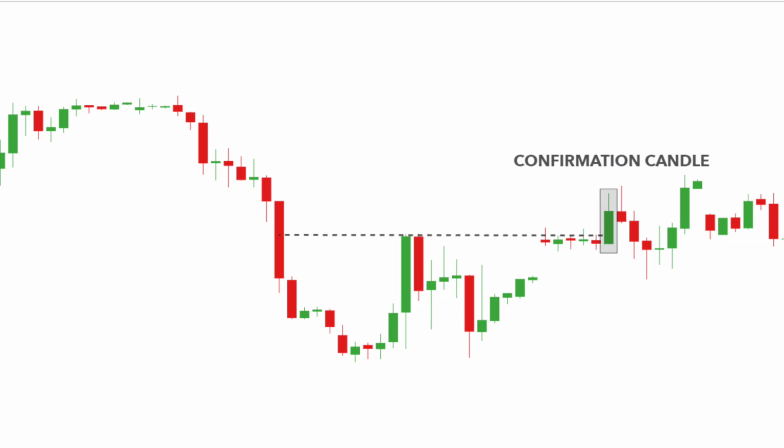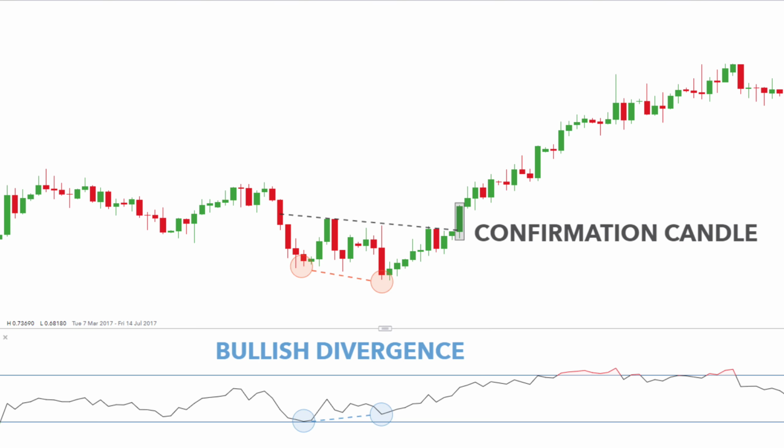Volume. Volume analysis is an important aspect when identifying the double bottom pattern. Typically, there is a higher volume during the first bottom formation, followed by lower volume during the second bottom. As the price breaks above the peak, there should be an increase in volume, validating the breakout.